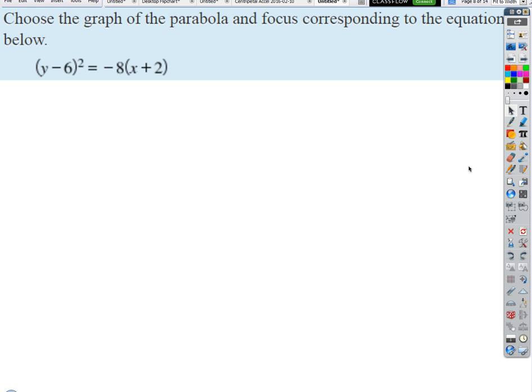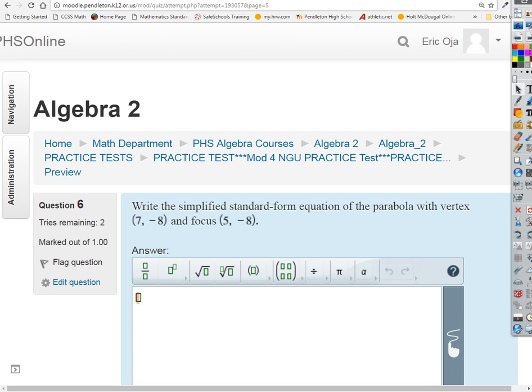Okay, choose the graph of the parabola and focus corresponding to the equation below. Okay, so this is easy, right? They're giving us this in standard form, so we can look right on there and see what H and K and P are, right? So what's H? Negative 6.